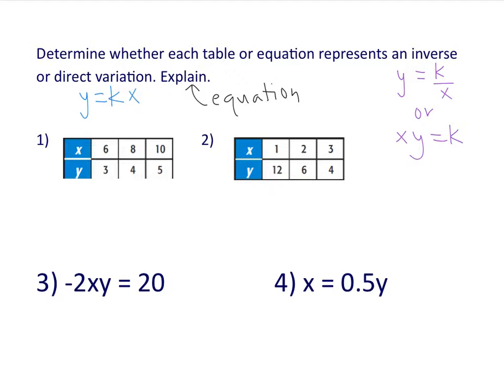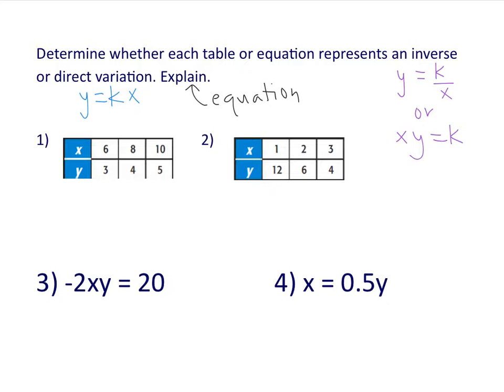So let's look then at direct variation. We know that x and y have to relate directly, so there has to be some constant that is happening to y or to x that allows it to get the output y. So when y is 3, x is 6. When y is 4, x is 8. When y is 5, x is 10.